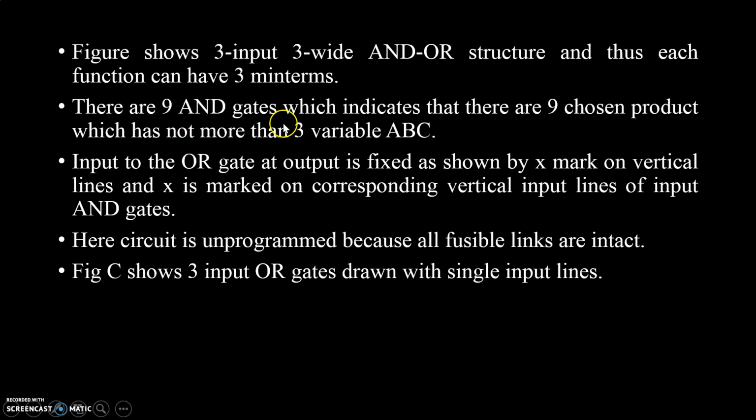The figure shows the 3 input, 3 wide AND-OR structure, and thus each function can have 3 minterms. There are 9 AND gates, which indicates that there are 9 chosen products which have not more than 3 variables A, B and C. The input to the OR gate is fixed as shown in the figure by a cross mark on the vertical line, and a cross is marked on the corresponding vertical input line of the input of the AND gate. Here the circuit is unprogrammed because all the fusible links are intact. Figure C shows a 3 input OR gate drawn with a single input line.